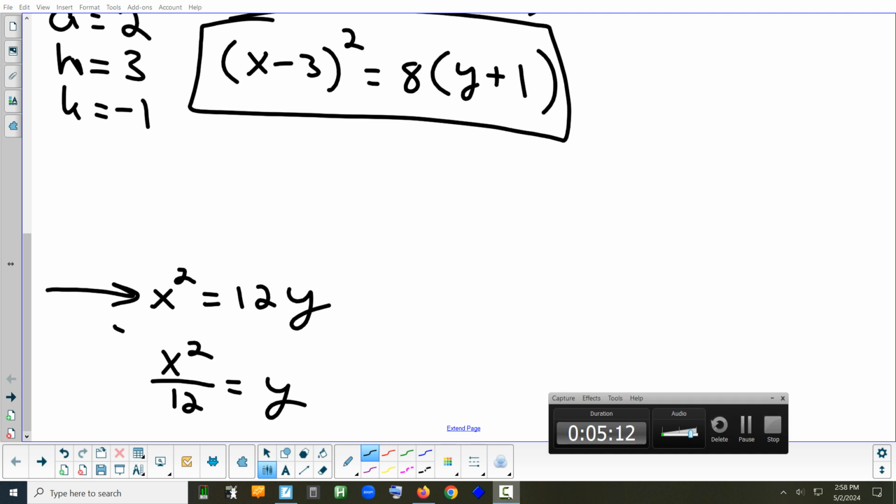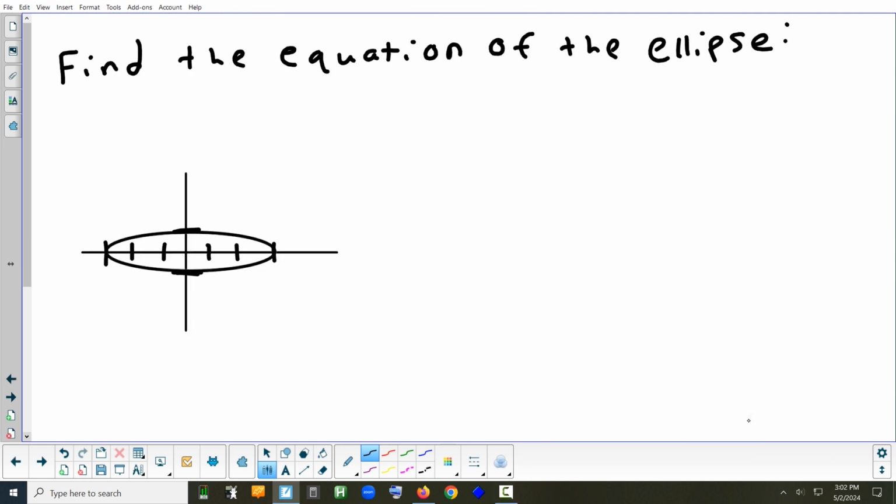Okay. All right, so the next one, we're going to be working with an ellipse. We're going to find the equation of it. And we have to remember that there's how many different types of ellipses? How many different equations are there? Two, right? Parabolas have 4, ellipses only have 2. You either have the major axis horizontal or you have the major axis vertical.